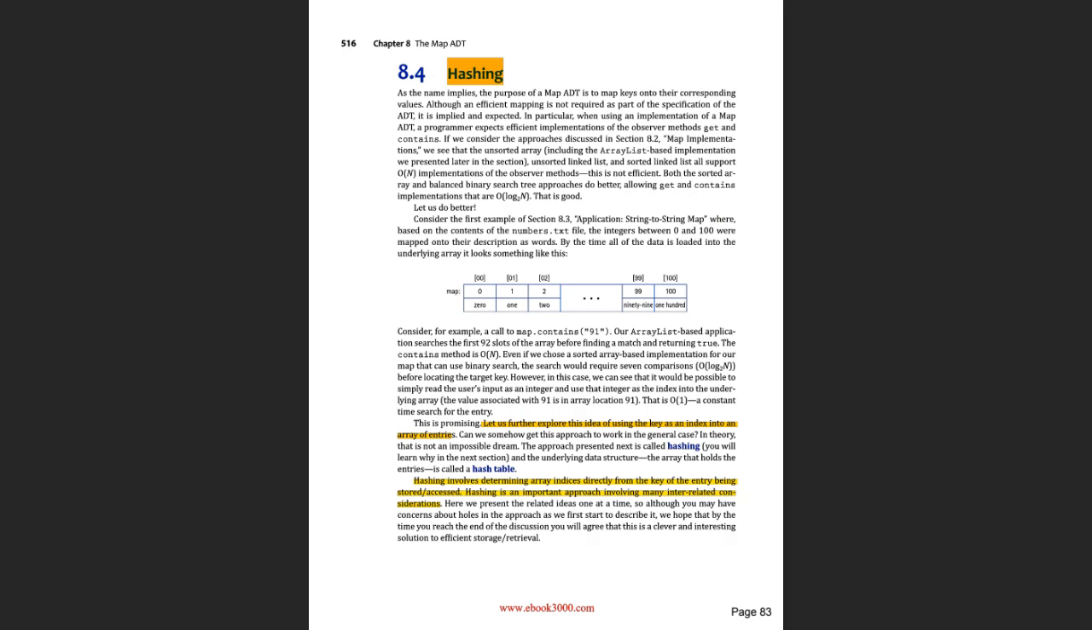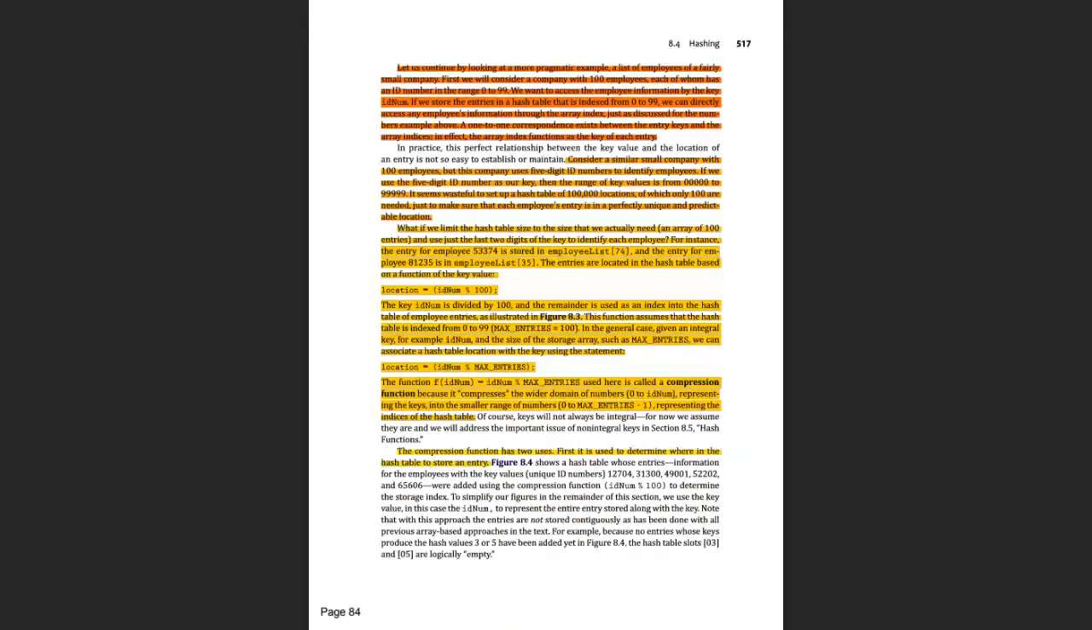Okay, let's start. In hashing, what do we generally have to study? The definition of hashing: hashing involves determining the array index, directly or indirectly, from the key of the entry being stored. With hashing we can do searching in order one time. Remember this.